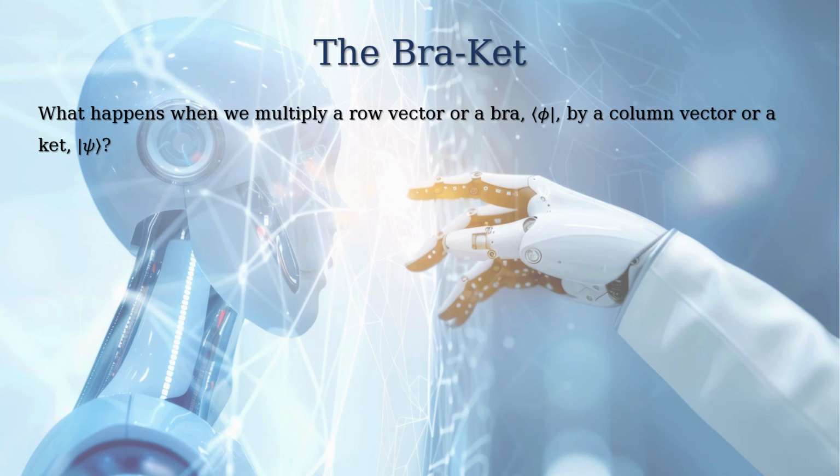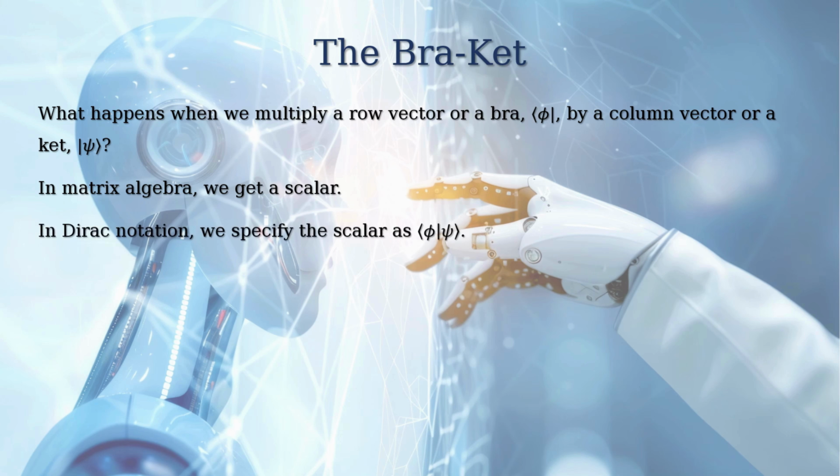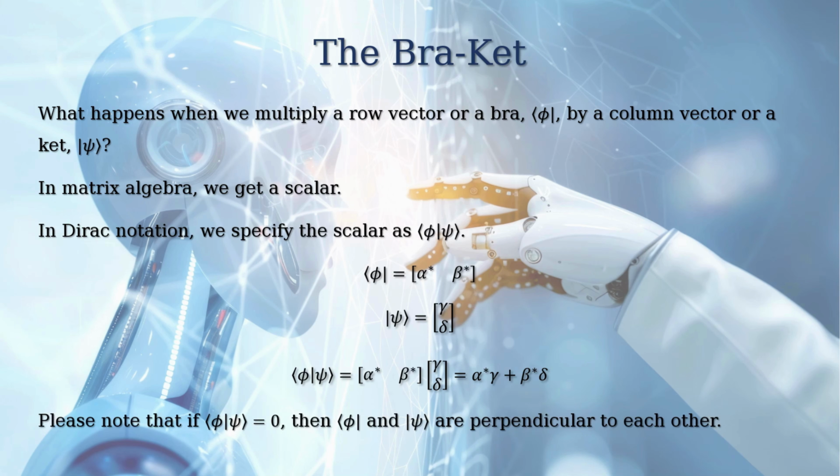What happens when we multiply a row vector or a bra by a column vector or a ket? In matrix algebra, we get a scalar. In Dirac notation, we specify the scalar like the following. Please note that if the scalar is 0, then bra phi and ket psi are perpendicular to each other.